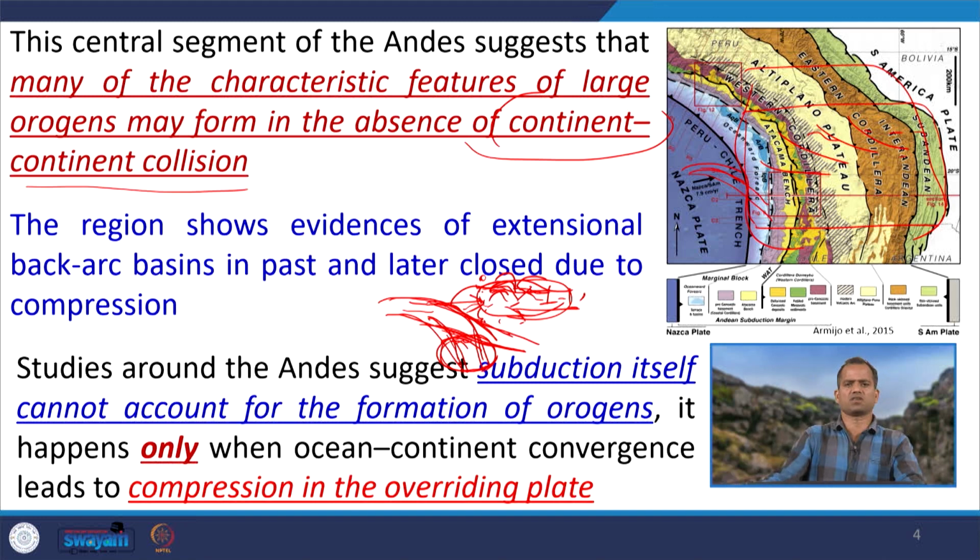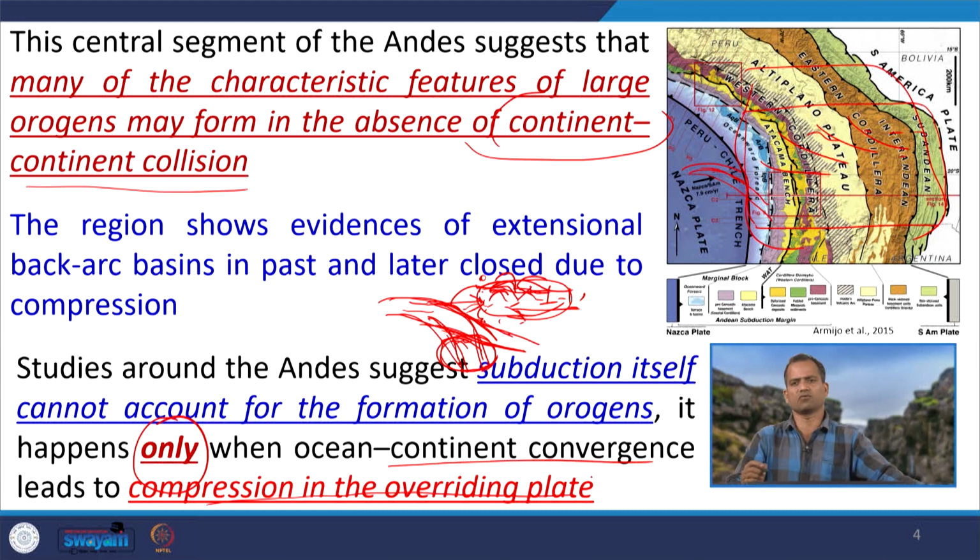Studies around the Andes suggest subduction itself cannot account for the formation of the orogeny. It happens only when the ocean-continent convergence leads to compression in the overriding plate that we were discussing a few minutes back. So, earlier this was an extensional regime when the plate was dipping at a higher angle, and due to the removal of the lower part of this plate due to breaking, the plate becomes shallow. As a result, this area becomes a site of compression. So, that is why it is not only subduction that is responsible for this mountain building.